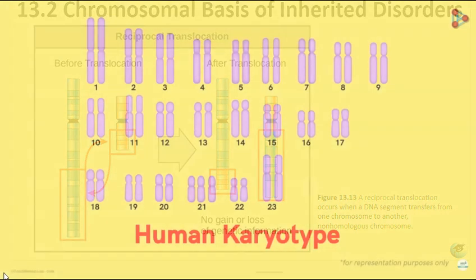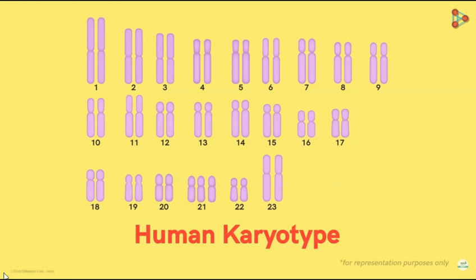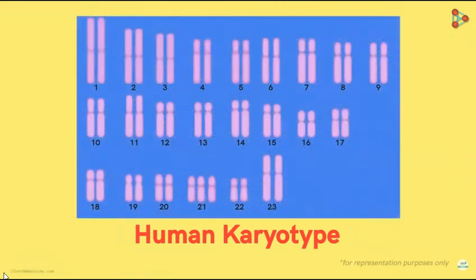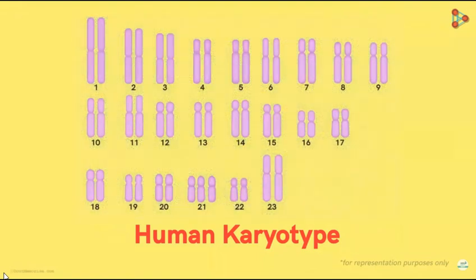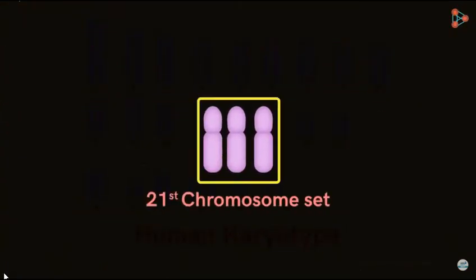By now we know what a karyotype is. Can you try to give me some conclusions of it? You may say that it looks perfectly normal. But let me spot a flaw for you. Do you notice this set? This is the 21st chromosome set.